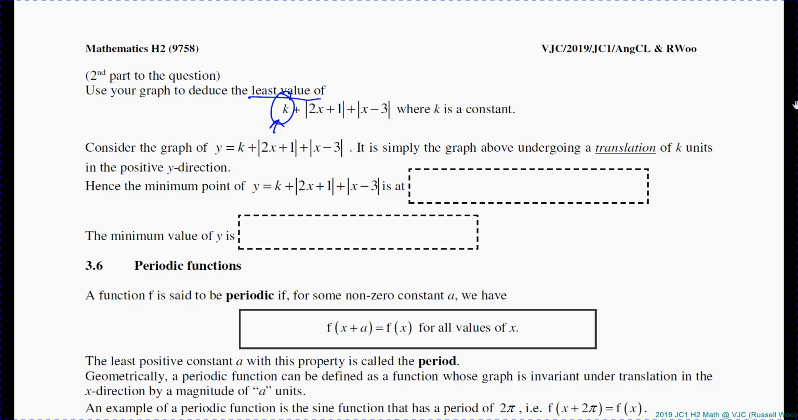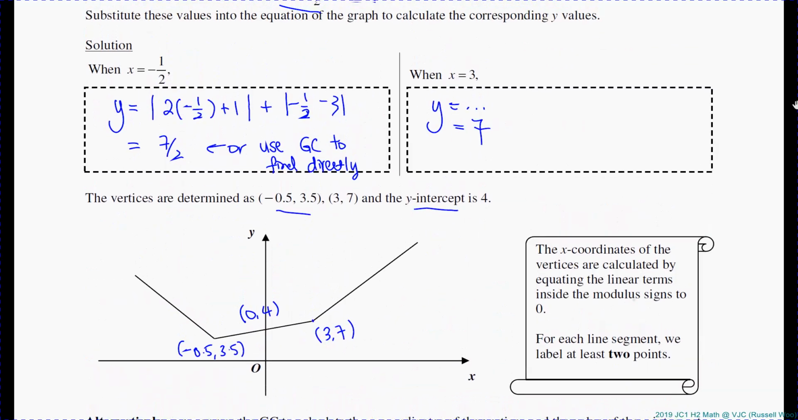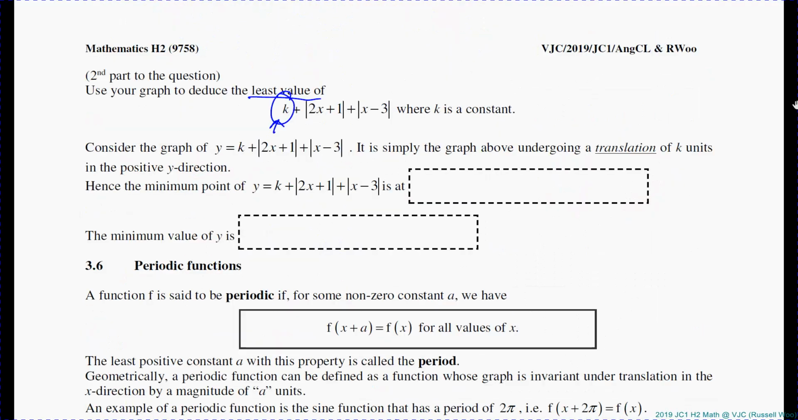Can we take a look at the graph now? If I ask you, can you have attention please? What is the least value of this one? Without the k, what do you think the answer is? I repeat one more time. My question is this, what is the least value of 2x plus 1, plus x minus 3? Without the k, what do you think it is?